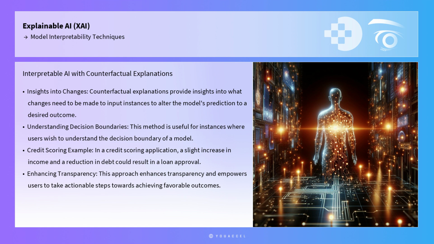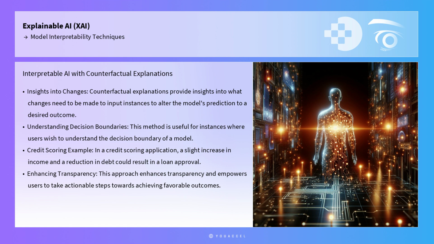Counterfactual explanations are also gaining traction as an interpretable AI technique. They provide insights into what changes need to be made to an input instance to alter the model's prediction to a desired outcome. This method is particularly useful for instances where users wish to understand the decision boundary of a model. For example, in a credit scoring application, a counterfactual explanation might show that a slight increase in income and a reduction in debt would result in a loan approval.